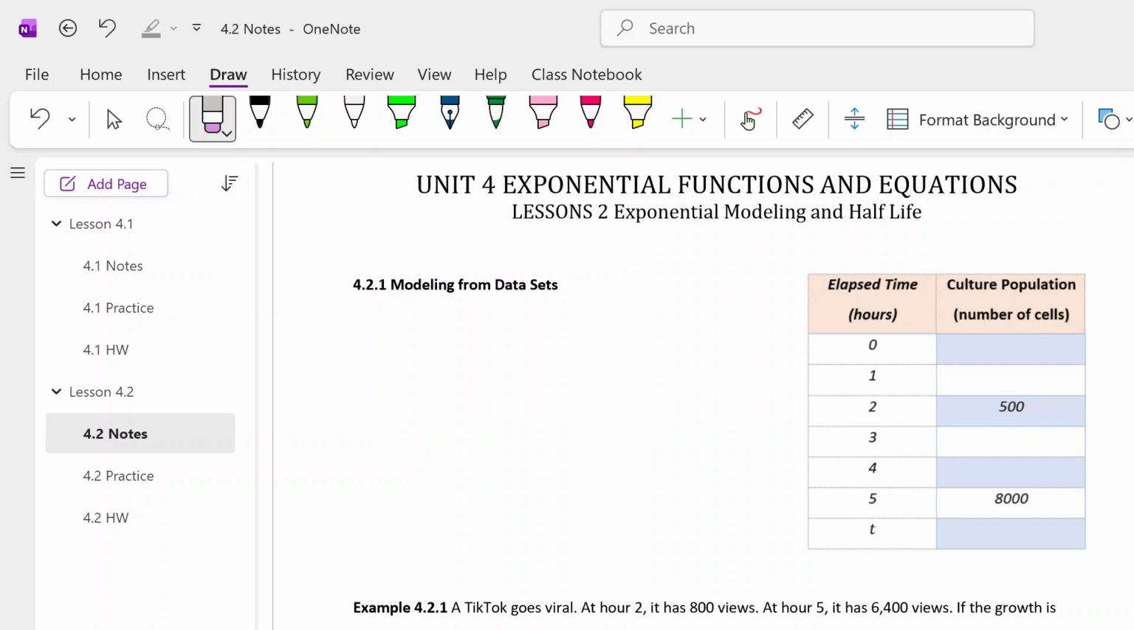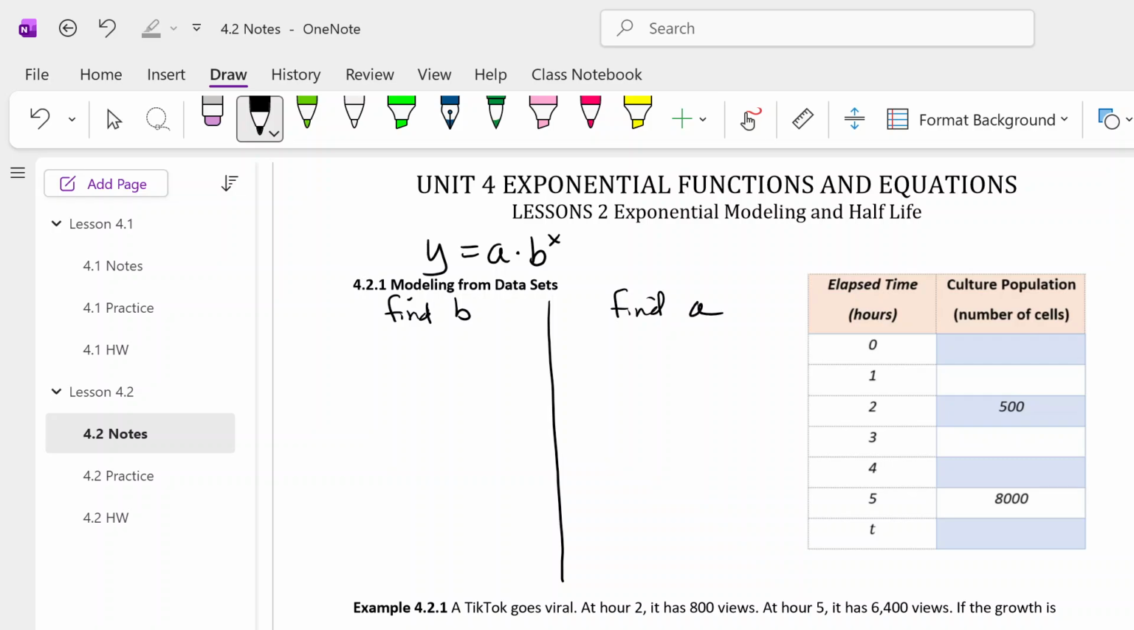Okay, 4.2.1, we are creating an exponential model from this data in the form y equals a times b to the x. Remember, a is our starting value, and b is our growth factor. So first we're going to find b, then we're going to find a. Specifically, a has to be the population at time 0. But before we can work our way backwards from this 500, we have to know what our growth factor is.